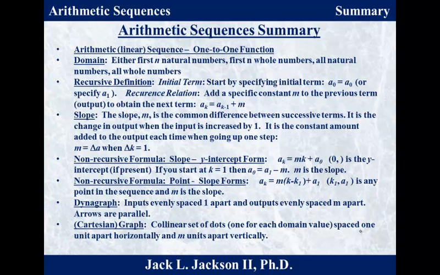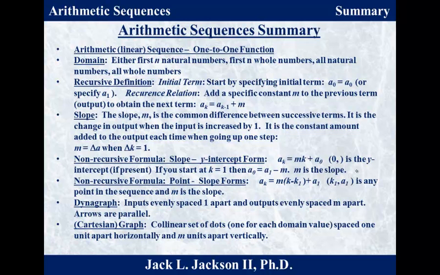For a non-recursive formula in the slope-intercept, y-intercept form, a sub k equals mk plus a sub 0. That is (0, a sub 0), which is the y-intercept if it's actually present. If it's not, it's what would be if you extend the pattern to have a y-intercept. So if you start at k equals 1, then of course a sub 0 is just a1 minus m, even though that's not really part of the sequence if the sequence starts at 1, but m is the slope, called the slope.